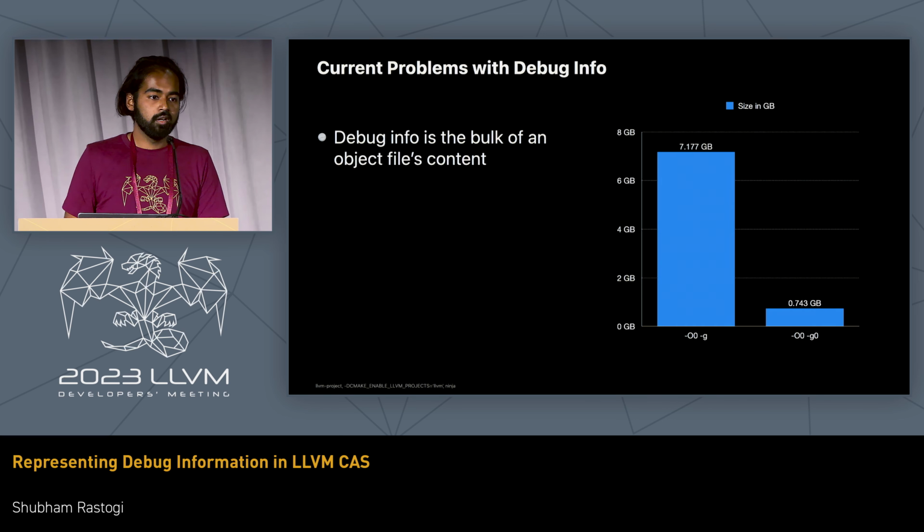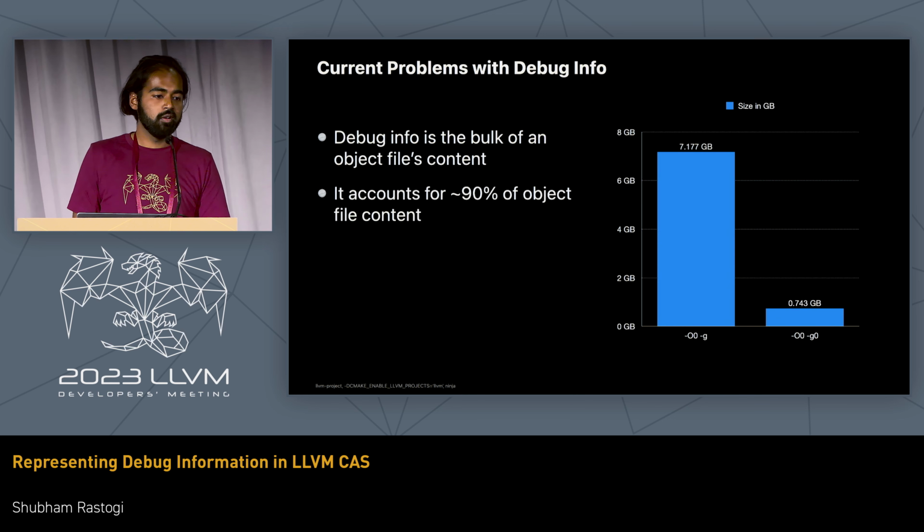So let's first go over the current problems with debug information. Debug information is the bulk of an object file's content. On the right, there's a graph where we can see that I have built all of LLVM and gathered the size of the object files. The bar graph on the right is a build without optimizations and without debug info, and the bar graph on the left is without optimizations but with full debug info. And you can see that without debug info, the size of all the object files is about 1/10 of the size with full debug information. So we can say that debug info accounts for about 90% of an object file's content.